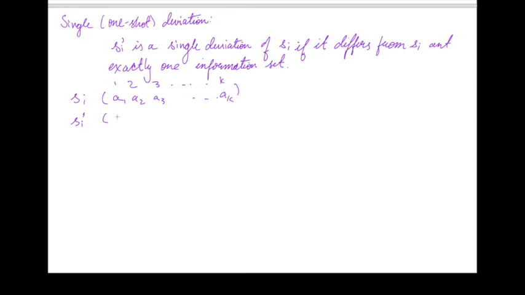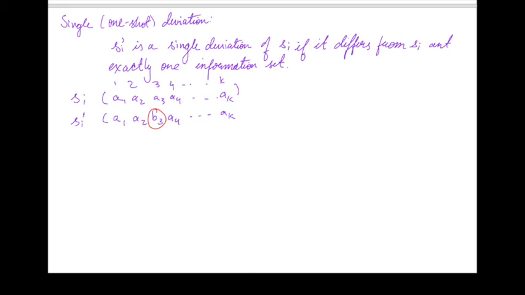So if we had, for example, A1, A2, perhaps this one was B3, but everything else was the same. So we had A4 here, again, we switch back to A4 and so on through Ak. So they're all A's, except this one information set. In that information set number 3, you play a different action under S_i prime than you would under S_i. Then S_i prime is a one-shot deviation from S_i, or a single deviation from S_i.